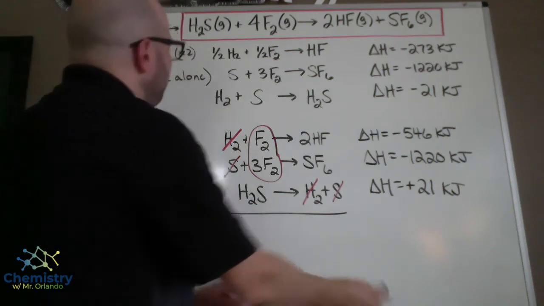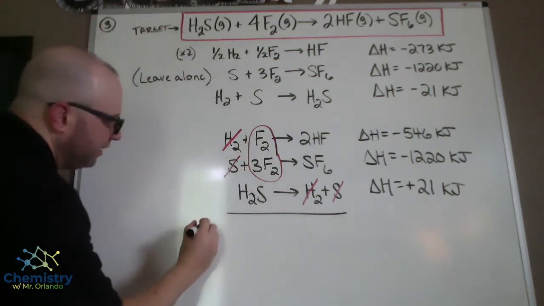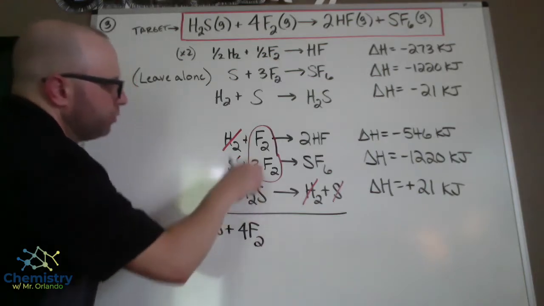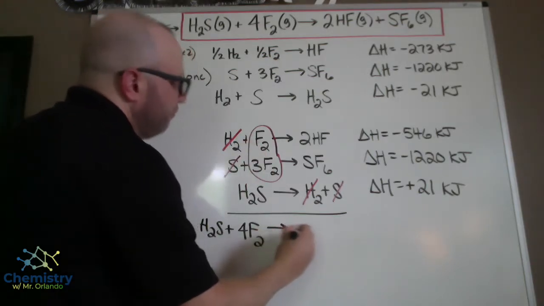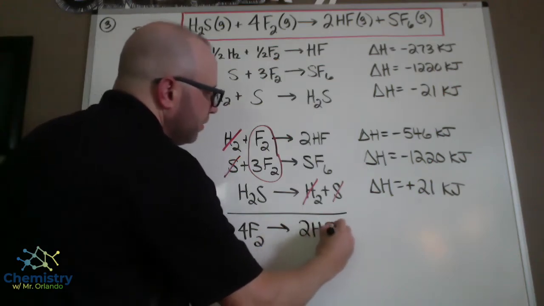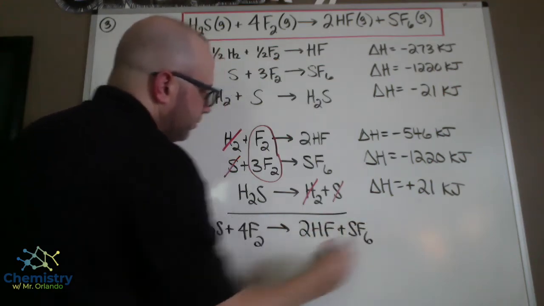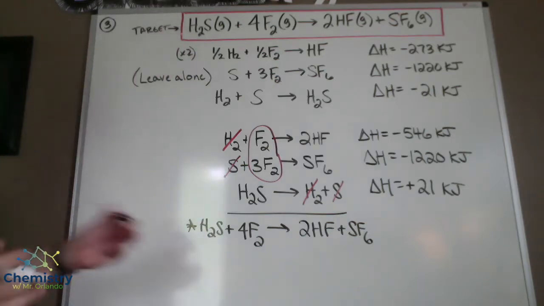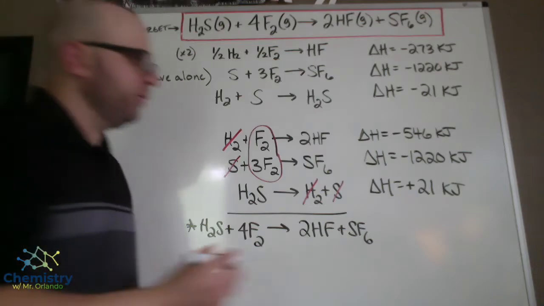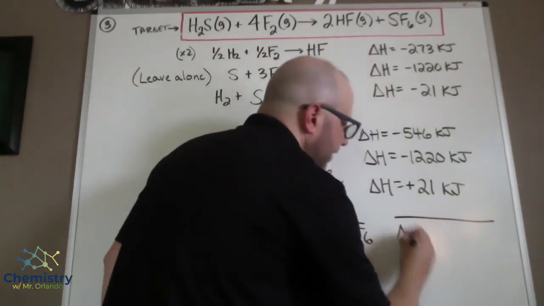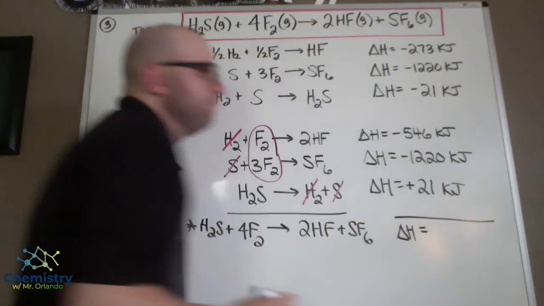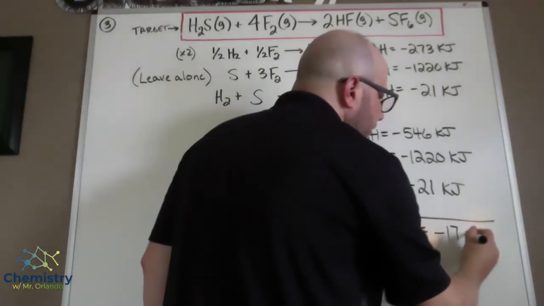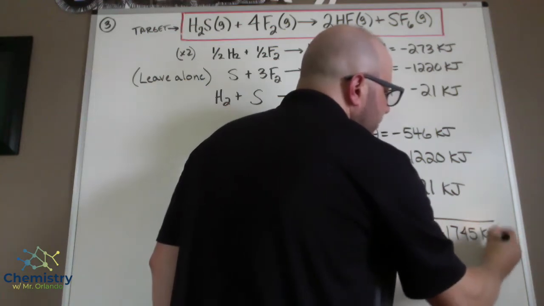So if I put back everything that I have left, I have H2S plus 4F2, 3 plus 1, going to form 2HF plus SF6. So because this equation matches the target equation that I was looking for, that means I did everything correct. So the only thing I have to do now is get my delta H for the reaction, which is what you get by adding all those up, and you get negative 1,745 kilojoules.